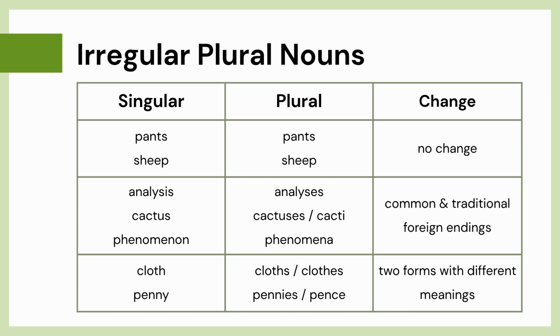Lastly, there are some irregular nouns with different meanings, like cloth to cloths, which means fabric or a type of fabric, while clothes is connected to clothing or garments.